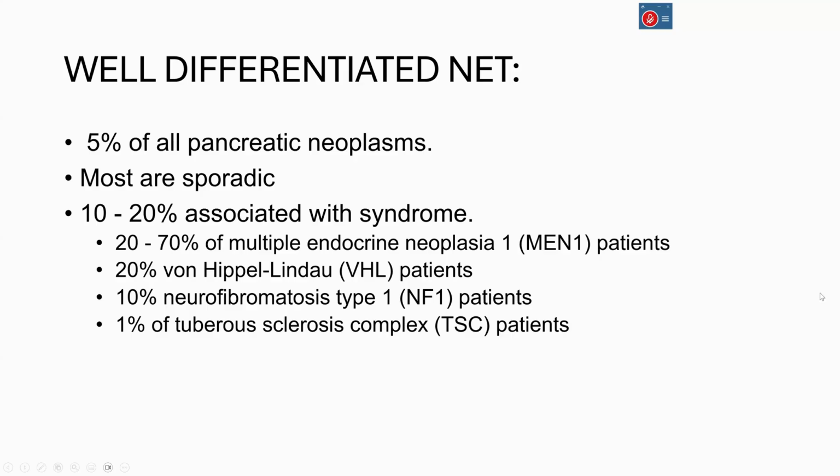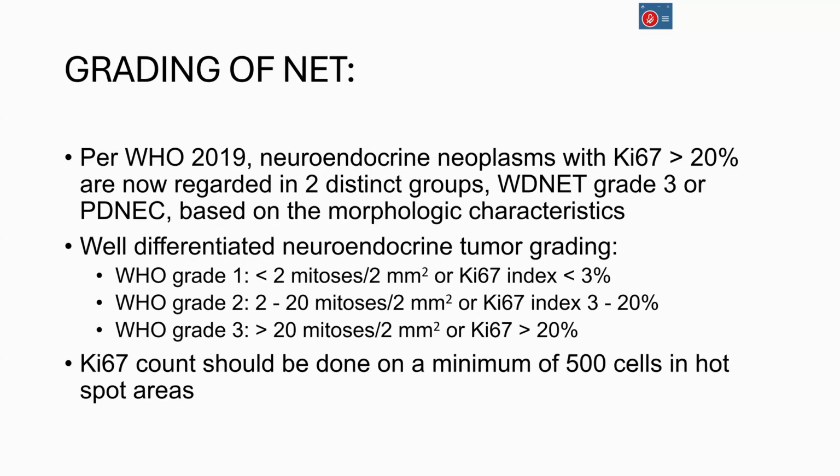So well-differentiated neuroendocrine tumor, after ductal adenocarcinoma, is the second most common tumor in pancreas. And you can find a sporadic tumor or one associated with some syndromes like MEN1, von Hippel-Lindau, neurofibromatosis 1, tuberous sclerosis. These are some common syndromes in which the chances of developing well-differentiated neuroendocrine tumor is increased in pancreas or in other endocrine organs in the body.